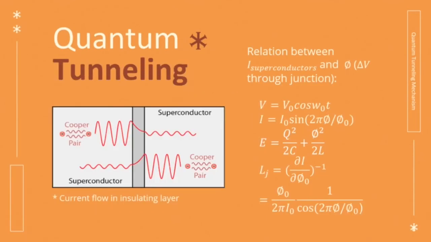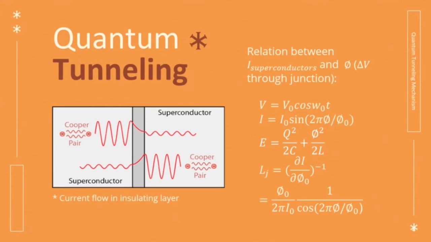Taking a closer look, we can note that current will be able to flow in the insulating layer through quantum tunneling because the two superconductors are placed in proximity. There will be a specific relationship between the current that flows through this sandwich of superconductors and the flux, which can be defined as the difference of voltage through the junction. So plugging the current equation into the current-flux relationship, we can come up with the Josephson inductance using this equation. So this qubit behaves similar to an inductance by demonstrating a nonlinear function of the flux. And notice that the energy is proportional to 1 over L here, right?